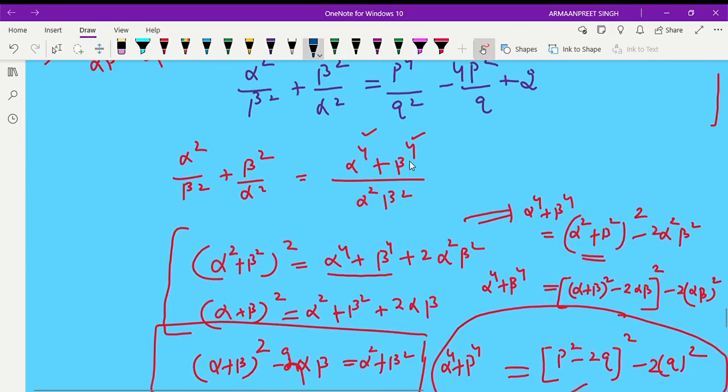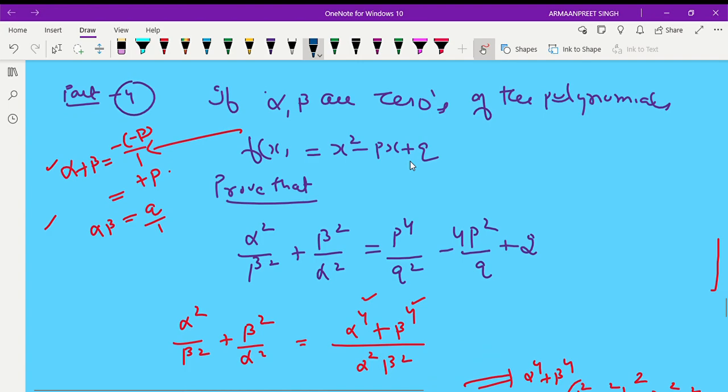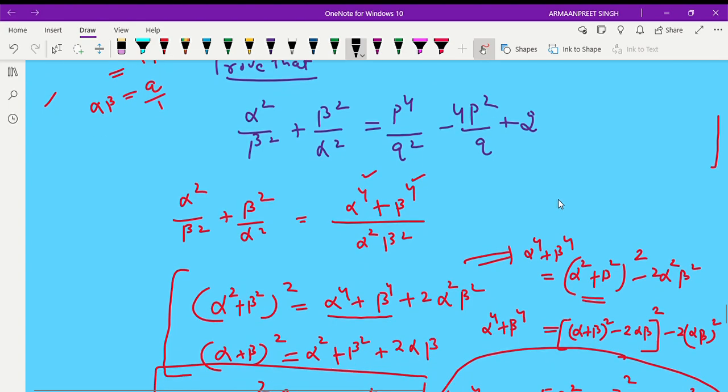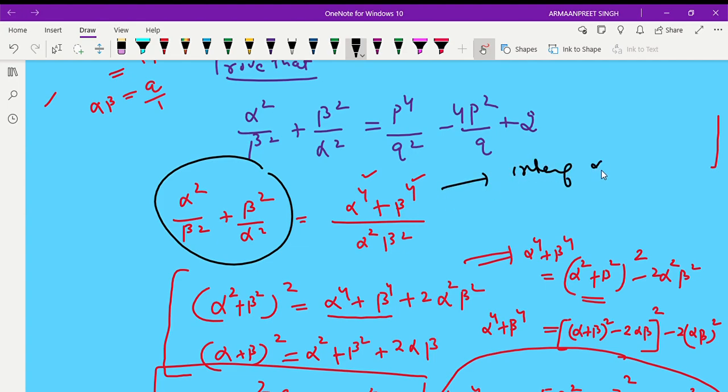I am repeating this question again so that you can clarify your doubt. So start with this expression, because we want to find the value of this. Now take LCM, alpha square beta square, alpha beta. First of all, we have to express this alpha raised to the power 4 plus beta raised to the power 4 in terms of alpha plus beta and alpha beta. This is the main thrust point of the question.